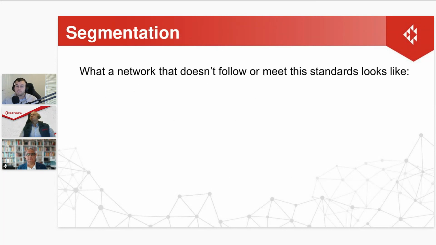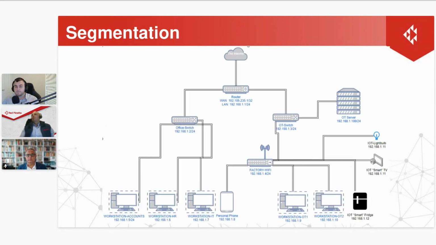So now we're just going to go over segmentation. I'm going to show you an example of a network that doesn't follow these standards and why, and what the issues with it are. So here we have a simple network. This would be called a flat network. So we have a number of endpoints. We've got a workstation for accounts, HR, IT. We've got some OT devices as well, an OT server, some Internet of Things IoT devices as well.